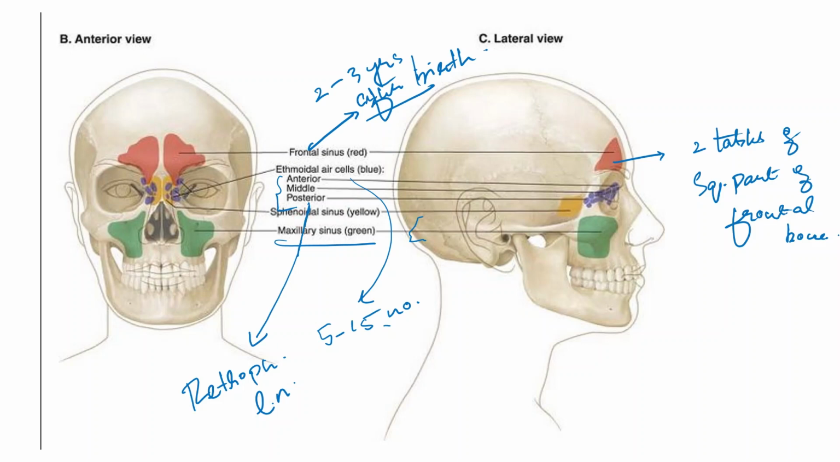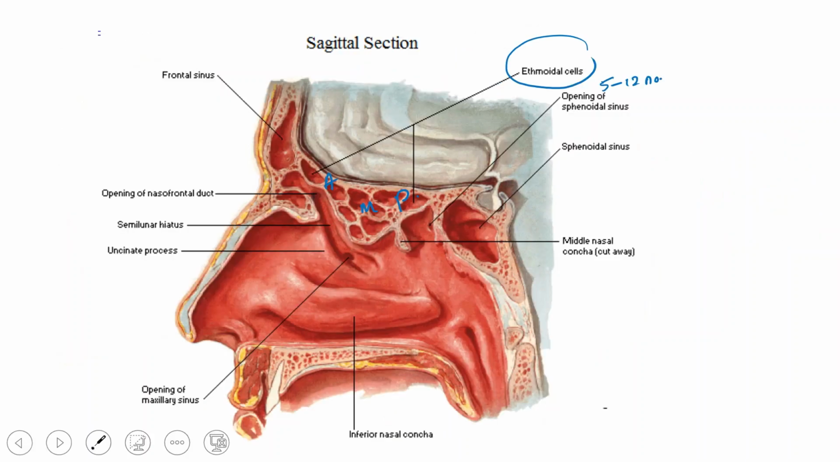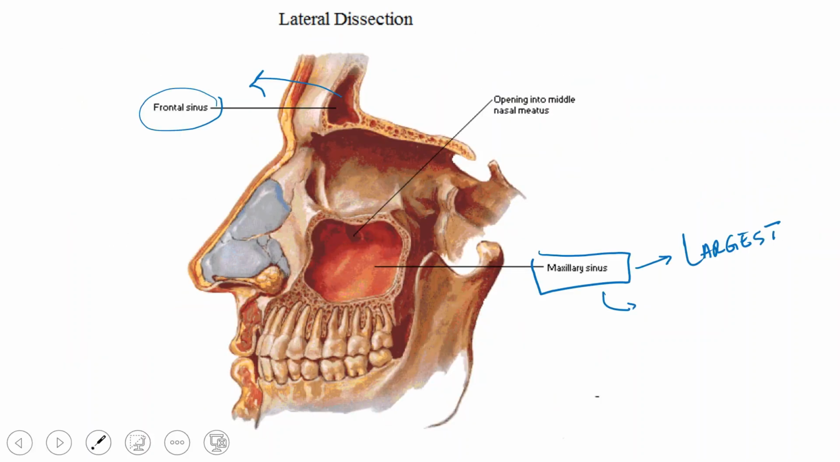So this is about the maxillary air sinus. Next, we'll have a look at the areas of drainage, or the openings, of these air sinuses. Yes, this is the lateral dissection showing the maxillary air sinus.